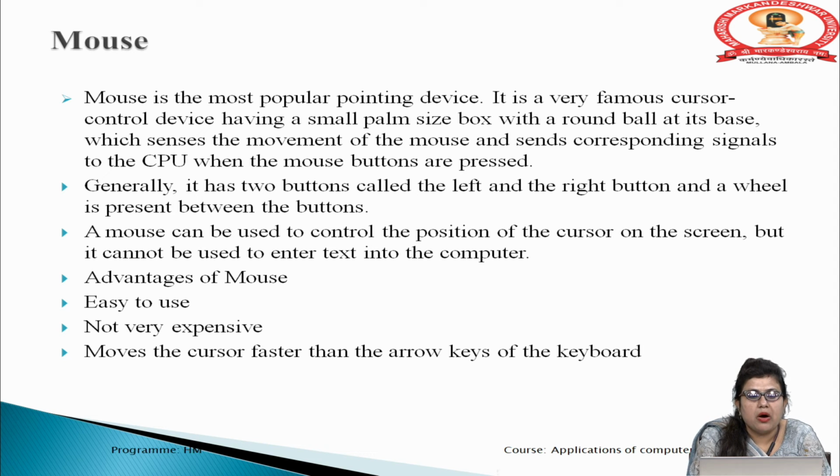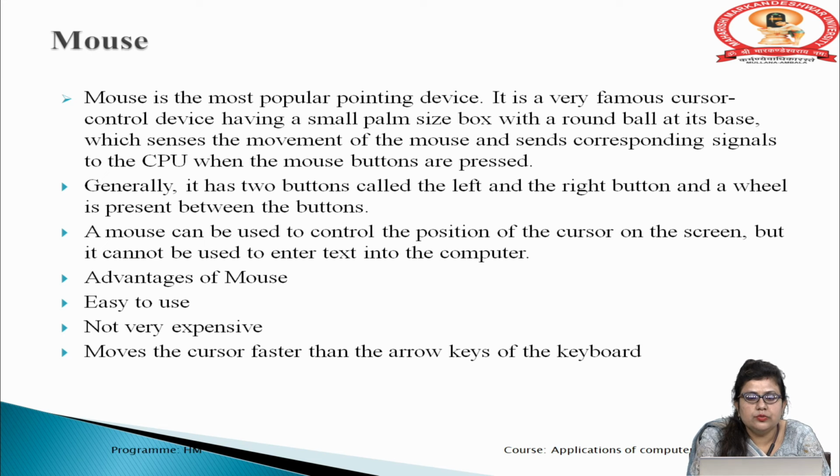Then next is your mouse. Mouse is again an input device. It is a pointing device, small in size. It is basically used for pointing to a particular position so that we can enter the text or our input data. We can do it with the help of that.